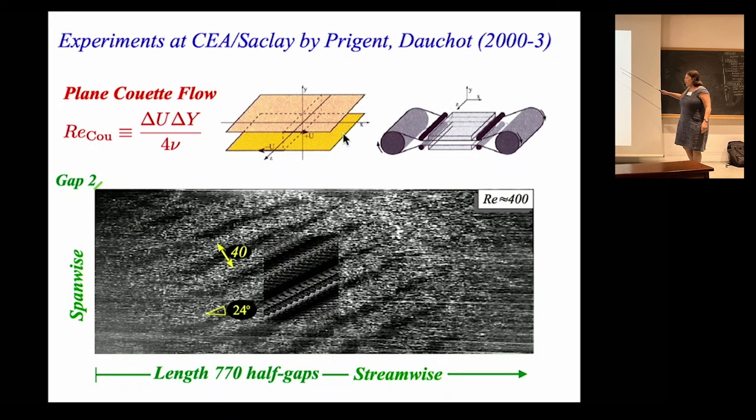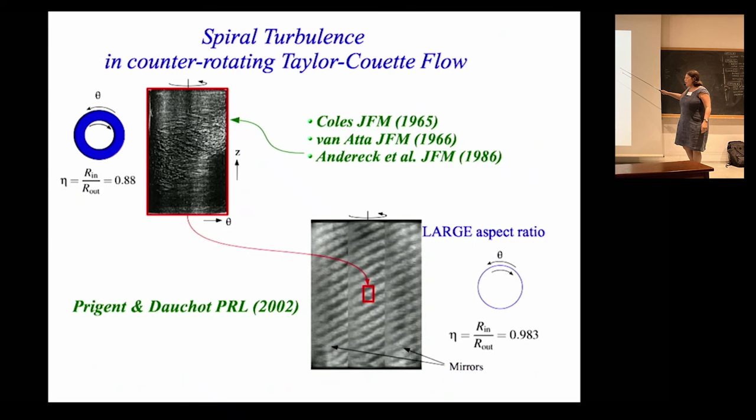There's a clever thing where instead of having to move your plates, you have a film here, so the plate can stay like this, and the film moves, and it's like moving the plates. That made it possible to do plane Couette experiments. This was first found in Taylor-Couette flow back in the 60s, and here it is in a very, very large Taylor-Couette flow. The amazing thing is that this is turbulent, and this is laminar here. This is turbulent, and this is laminar, and this was already commented on.